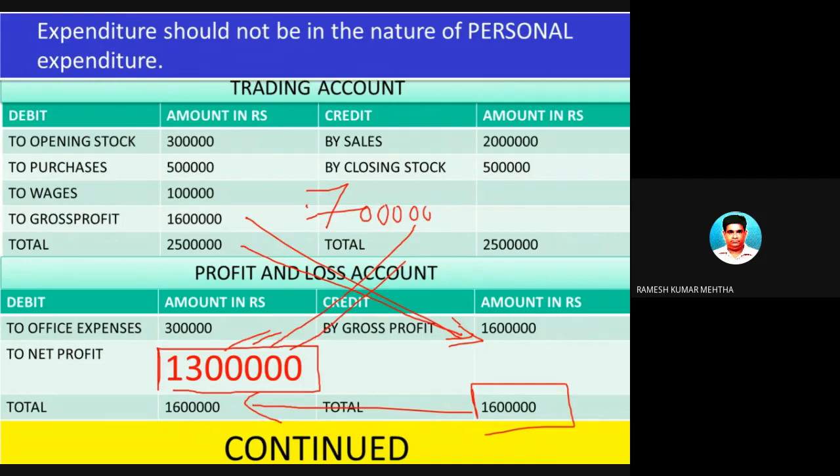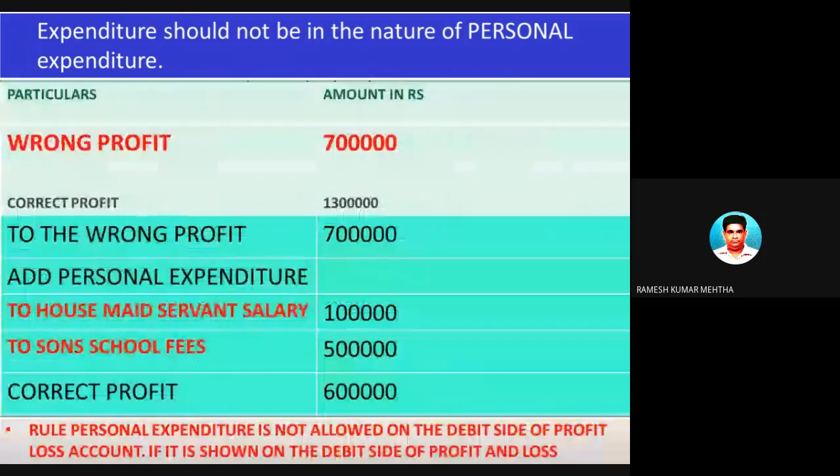When I removed this, what has happened to the profit? The profit has increased. So we have to increase this profit by 6 lakh rupees. How do we do it? By adding the personal expenditure of 1 lakh and 5 lakhs. If I add this 6 lakh rupees to the wrong profit, then I will arrive at the real, correct, and accurate profit. So the summary is put in this slide.